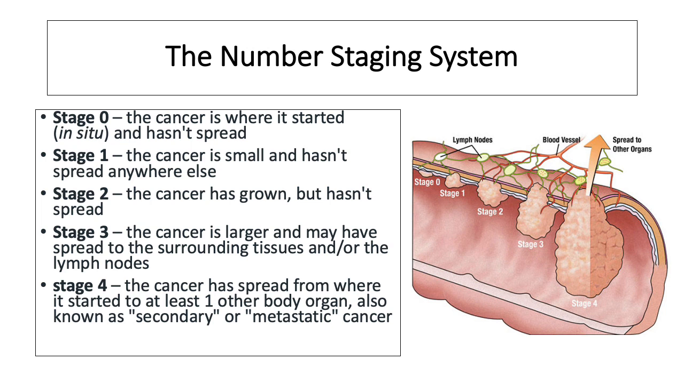Stage 0, the cancer is where it was. Stage 1, the cancer is there but small. Stage 2, it has grown a bit. Stage 3, maybe it has gone to the lymph nodes and surrounding tissue. And stage 4, it's basically gone all over the body.